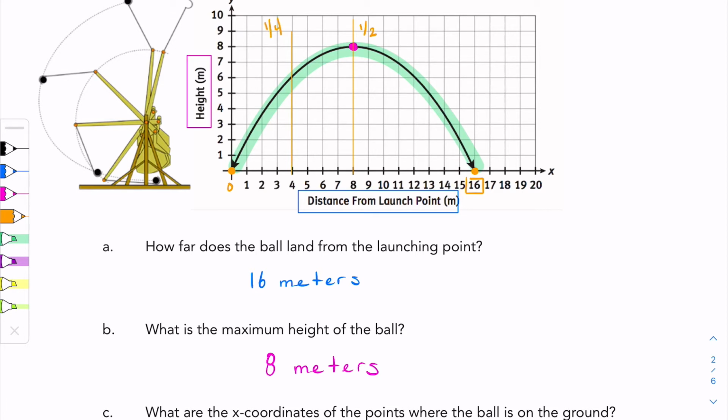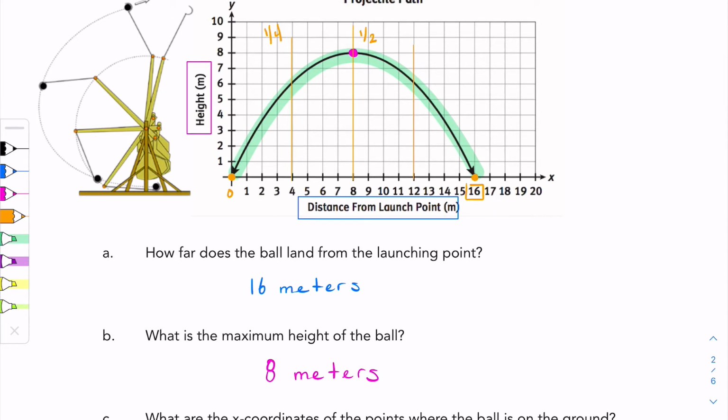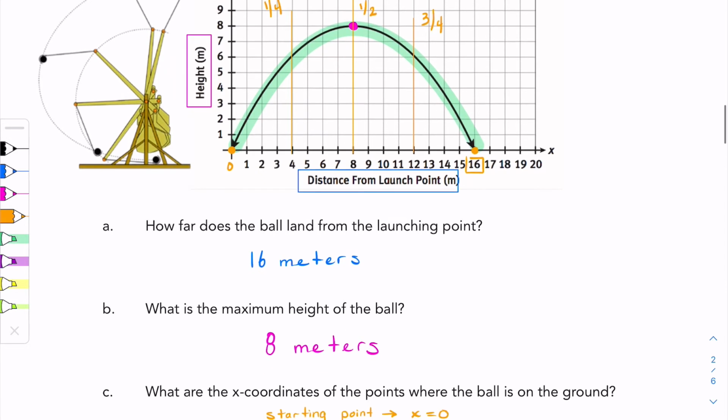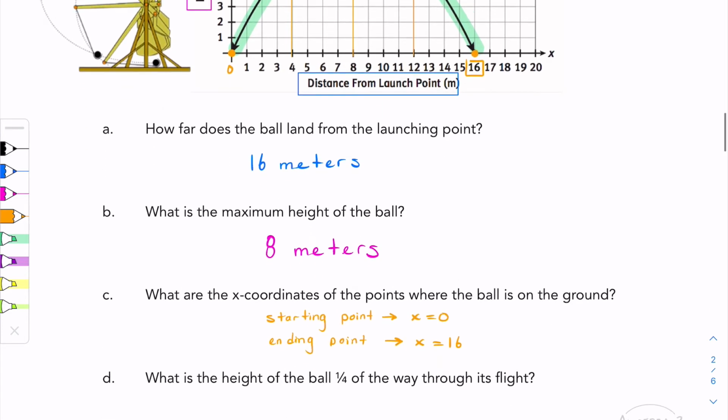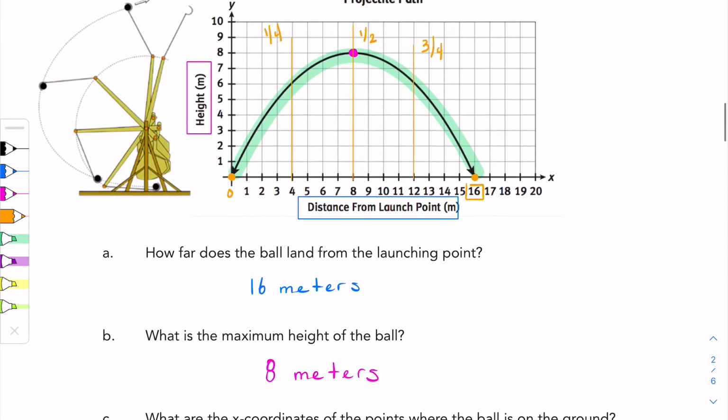And just because we're labeling this and because you'll need it in the future, 3/4 of the way through its flight occurs when you're at 12 meters from its starting point. So if the total flight is 16 meters, halfway through the flight occurs at 8, like I just said. A quarter of the way through the flight occurs at 4. I just mentioned that as well. And we can clearly see that at a quarter of the way through the flight, the height of the object is at 6 meters. Just read your x and y axis together.